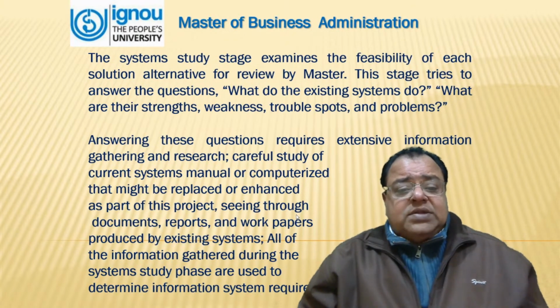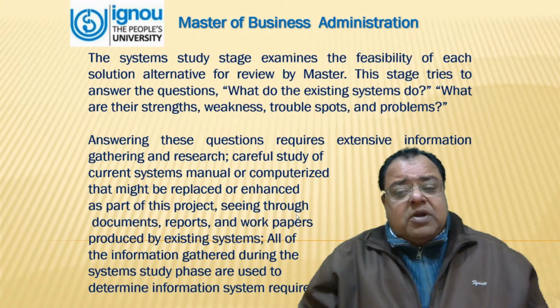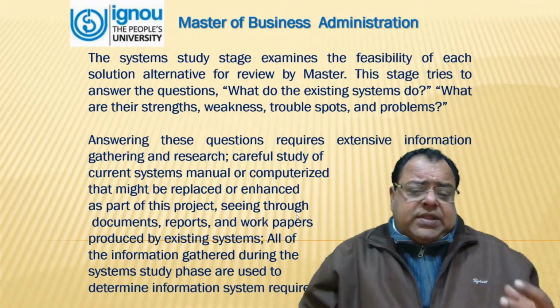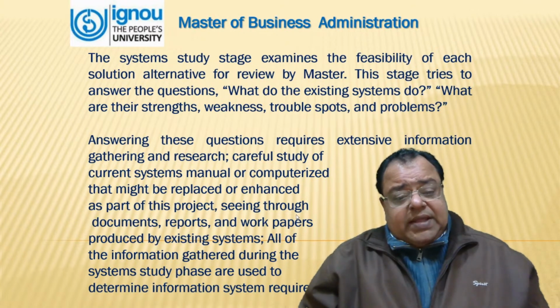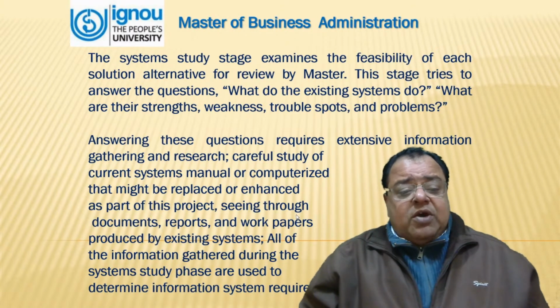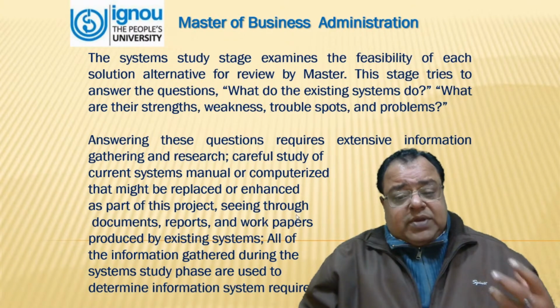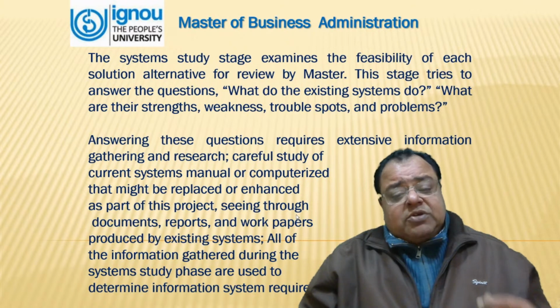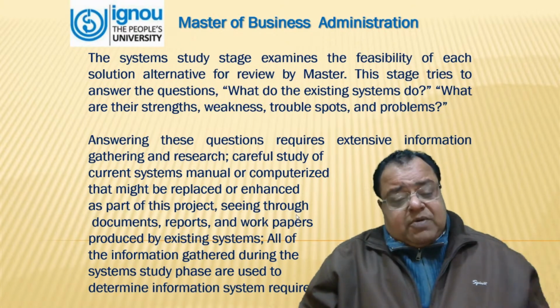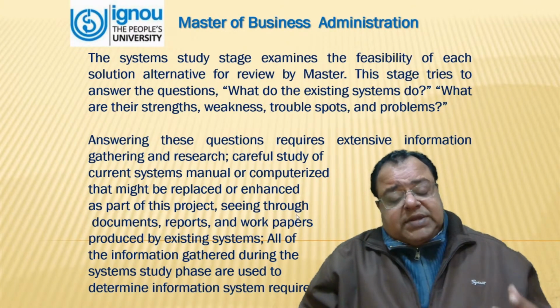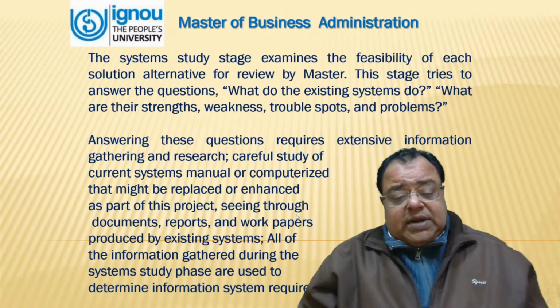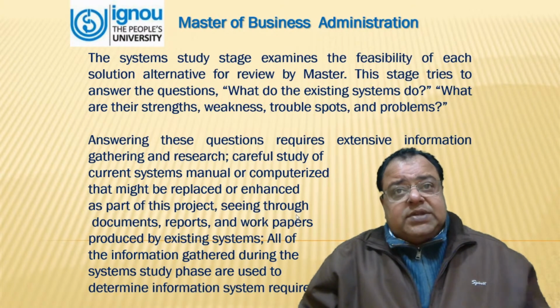This stage tries to answer the question, what does the existing system do? What are its strengths, weaknesses, trouble spots, and problems? Answering these questions requires extensive information gathering and research, careful study of current systems, manual or computerized, that might be replaced or enhanced as part of this project, and looking through documents, reports, and work papers produced by the existing system. All the information gathered during the system study phase is used to determine information system requirements.